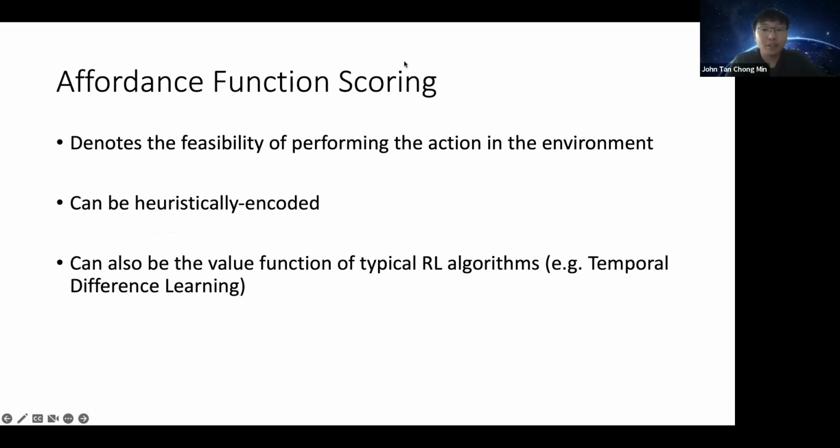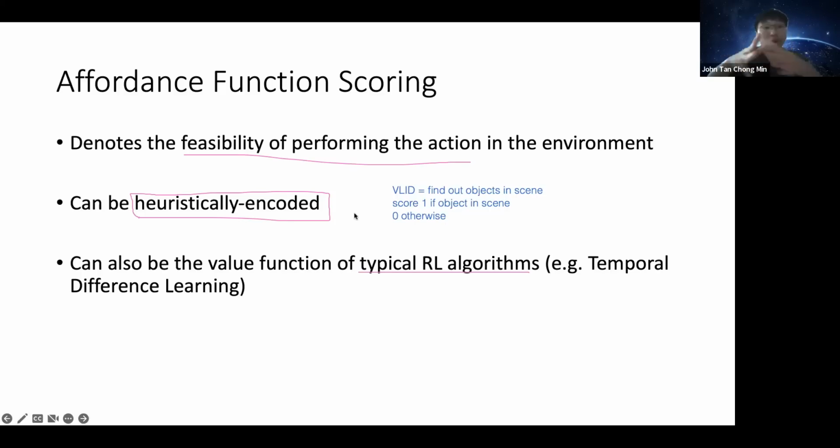So what is the affordance like? Affordance is the feasibility of performing the action. It's using the Q value in the paper, but it can also be heuristically encoded. Just now I described a way to do the affordance function, which is using the VLID. This VLID is basically to find out whether an object is in the scene, and then you give it a score of 1 if the object is in the scene, 0 otherwise. This is a very crude way of saying that if the object is not in the scene, you cannot do anything with it. This doesn't work too well if you have partial observability, but if you have full observability of the environment, you can use something like that.